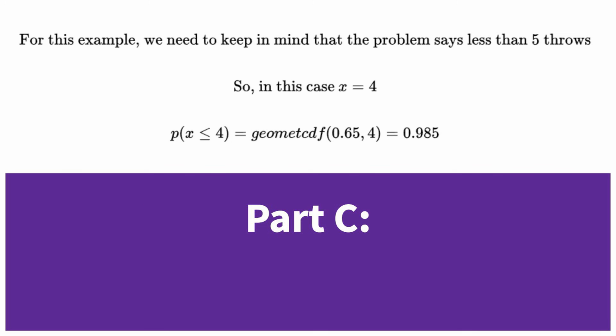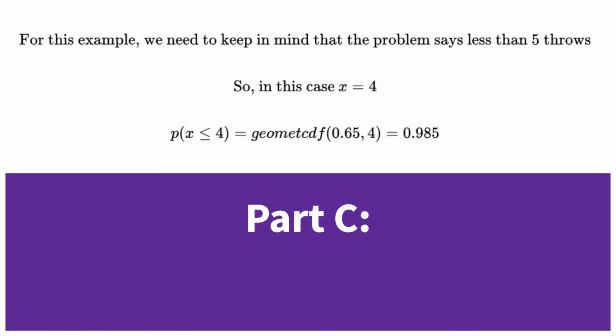For part C, we need to keep in mind that the problem says less than 5 throws. So in this case, x equals 4 because that's the closest number to 5, but not exactly 5. So for this, it's a cumulative probability. So we use geometCDF, 0.65 as our probability again, and 4 as our number of trials, and we get 0.985.